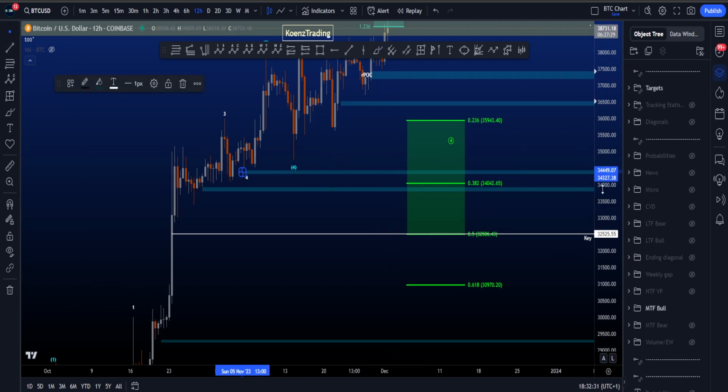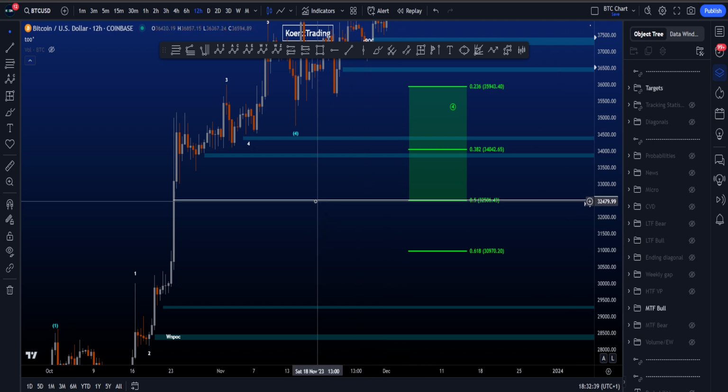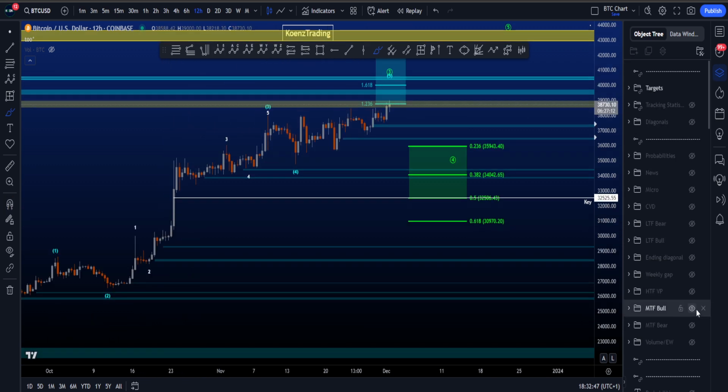Then we have support here at between 34.3k and 34.5k, also at 33.7 to 33.9k, and we have this key level over here right on top of the 0.5 at the moment, which is the high of a 1 hour gap that we have here on the 1 hour time frame.